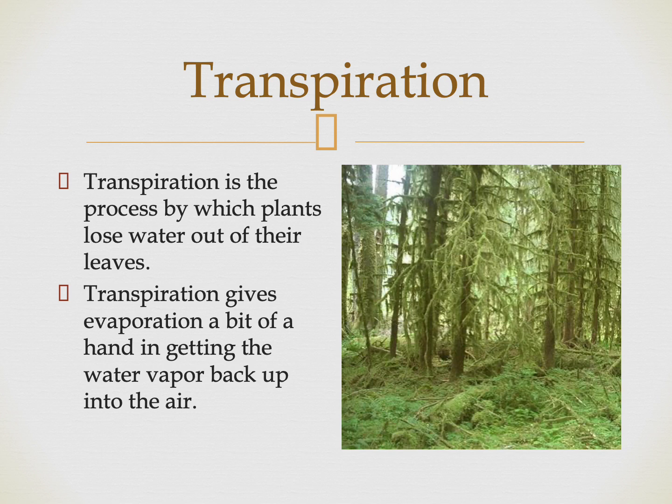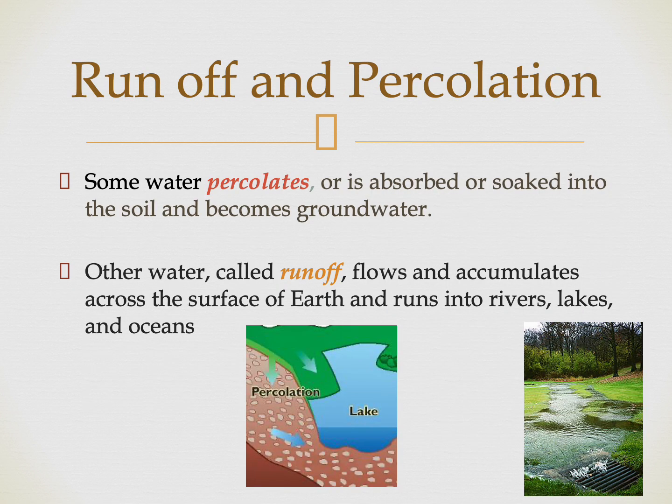Transpiration is a process by which plants lose water out of their leaves. Okay, so plants don't just retain an indefinite amount of water. They're going to retain some of it and then lose some of it in the form of water vapor. This is going to be known as transpiration. From there, we have runoff and percolation.